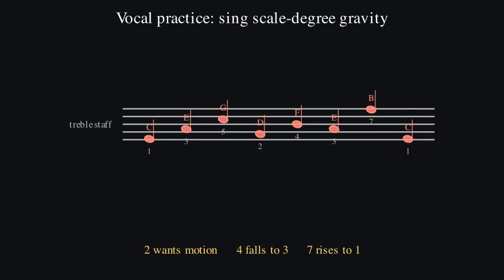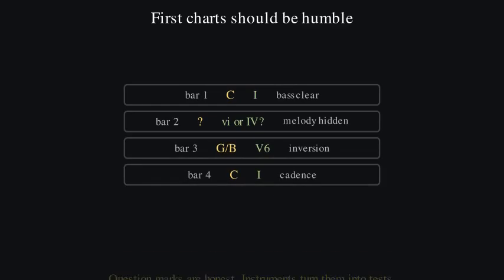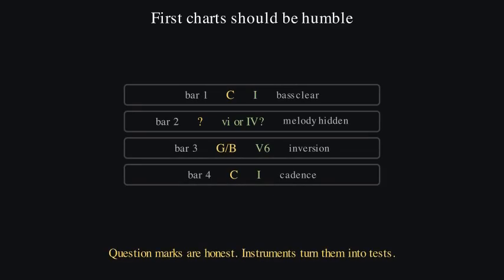For an arbitrary song, your first chart should be humble. Use question marks. Write possible Roman numerals. Mark where the bass is clear and where it is hidden. Mark where a chord could be an inversion. Then test with an instrument. The best analysis is not the one with the fanciest names. It is the one that predicts the next phrase and survives contact with the recording.